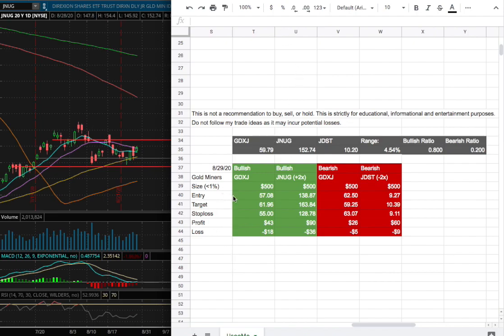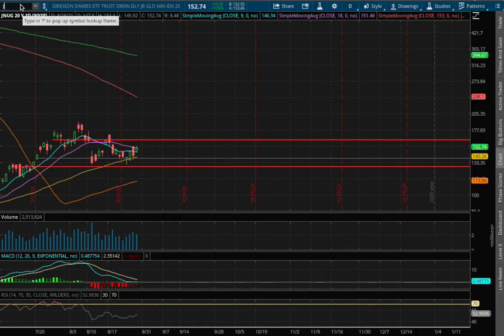So for the trade idea of the week for JNUG, my position size will be less than 1% of my portfolio, and my entry will be $138.87. That is roughly where the 50-day moving average resides, and my sell target will be $163.84, where we encounter previous resistance levels that dated back to July 28th as well as August 18th. And my stop loss will be $128.78.